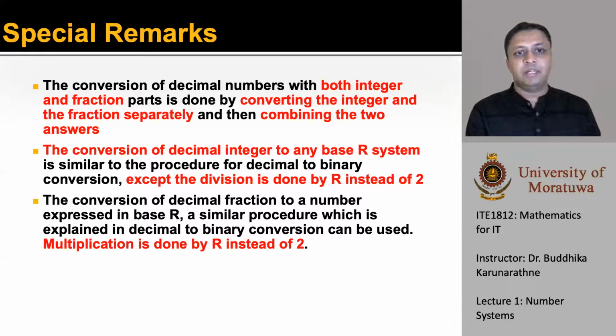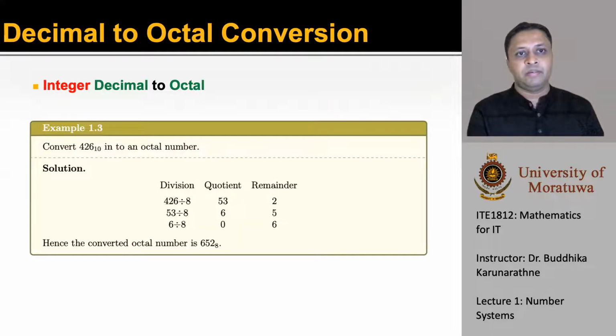Next point, for the conversion of a decimal fraction to a number expressed in base R, a similar procedure which is explained in decimal to binary conversion can be used. In this case, multiplication is done by R instead of 2. So basically, we try to generalize the procedure. And we will see some examples.